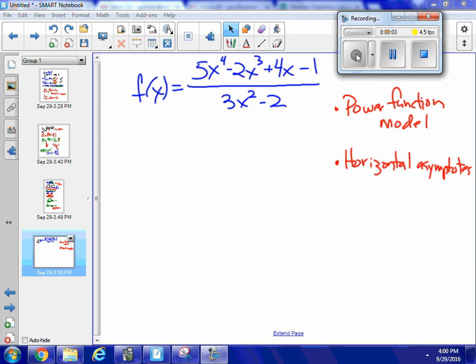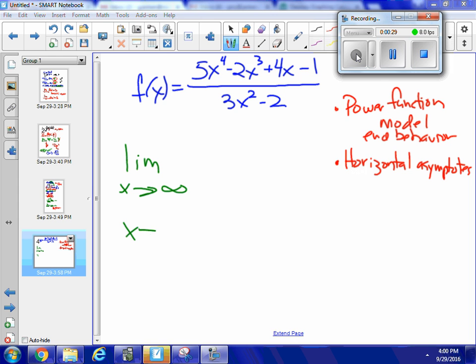For this function, I'm supposed to find a power function model for the end behavior. And I'm supposed to identify any horizontal asymptotes. So when we're talking about end behavior, we're talking about the limits as x approaches infinity or as x approaches negative infinity.